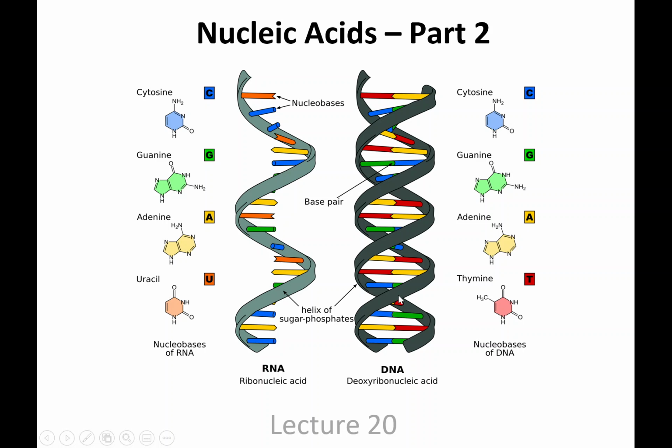DNA, on the other hand, is double-stranded, and the bases are C, G, A, and T. So T is used in DNA, and U is used in RNA. Otherwise, the bases are similar.